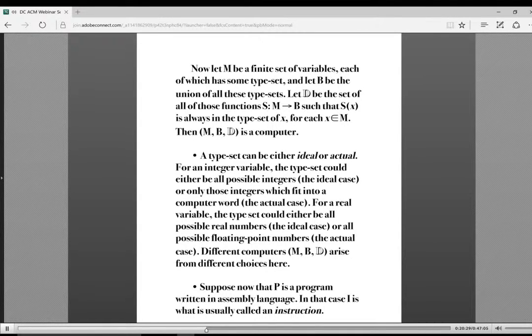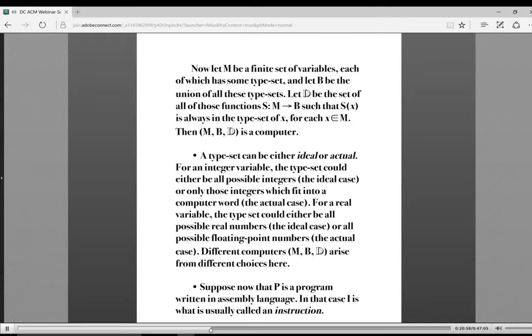Now, let M be a finite set of variables, each of which has some type set, and let B be the union of all these type sets. Let D be the set of all of those functions from M to B, such that S of x is always in the type set of x for every x in the memory. Then MBD is a computer.